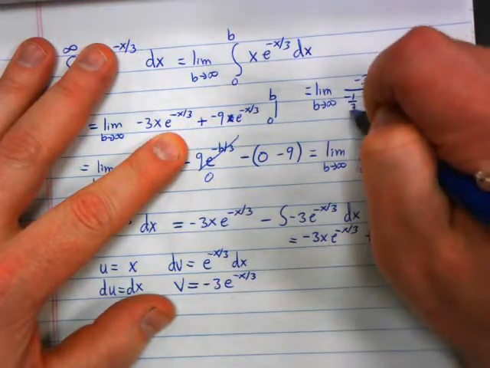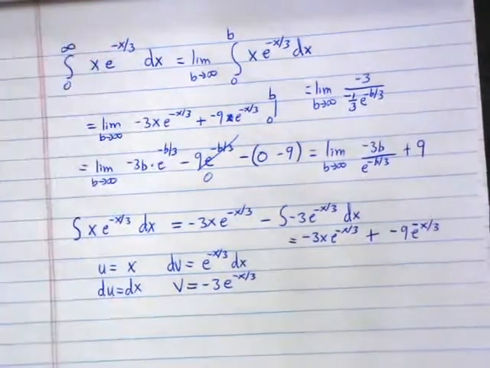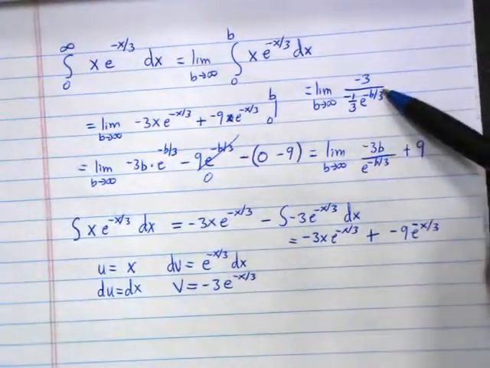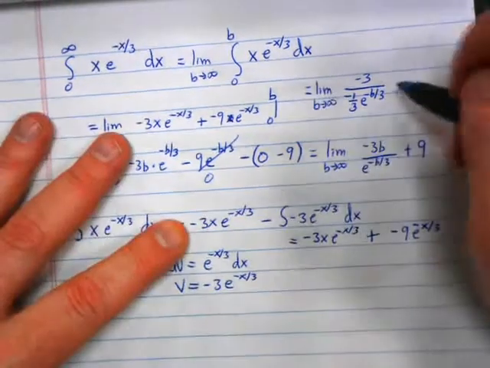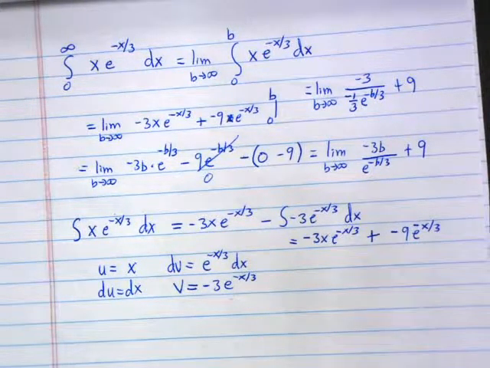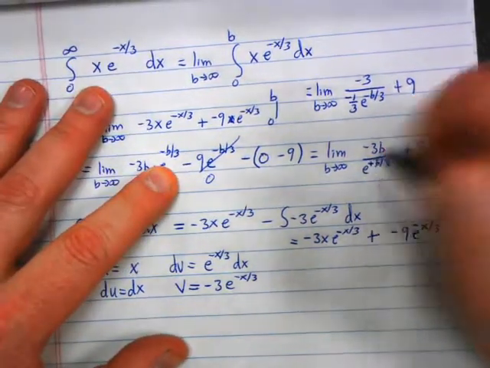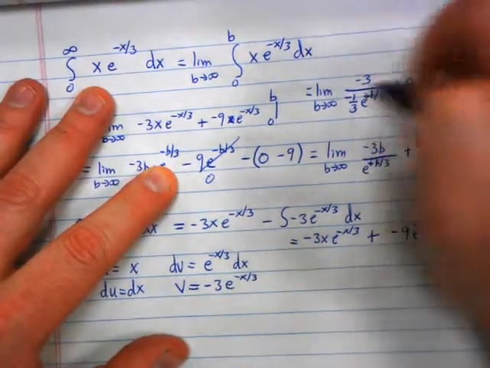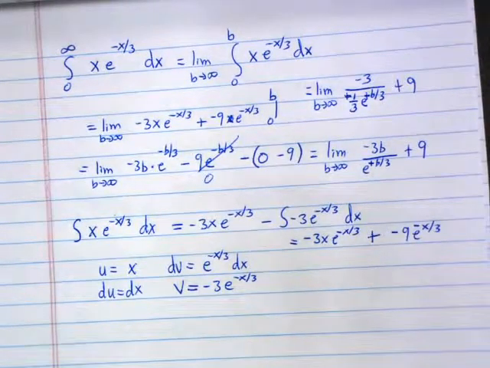Close. Negative 1/3 e to the negative b over 3, because it's e to the negative b over 3, then you take the derivative of the power. Plus 9. Wouldn't the power of the e be positive after you move it to the bottom? Oh, sure. Thank you. Absolutely. The power of e should be positive now that I moved it to the bottom.